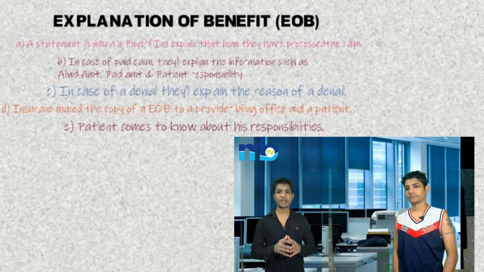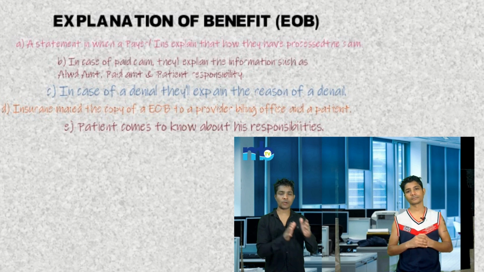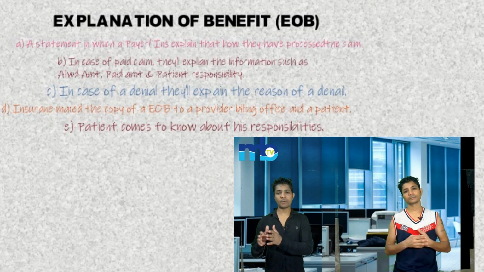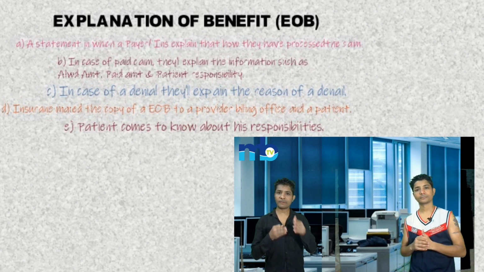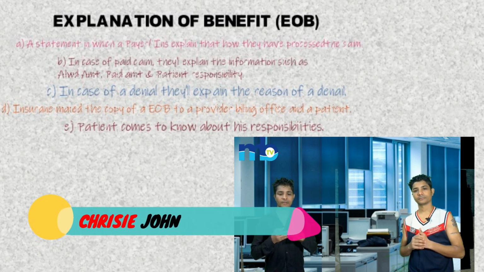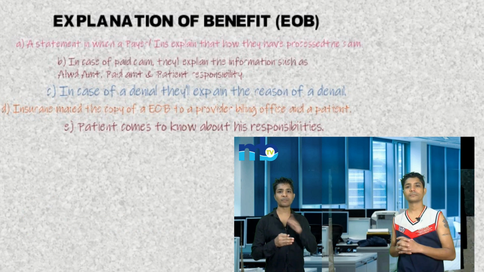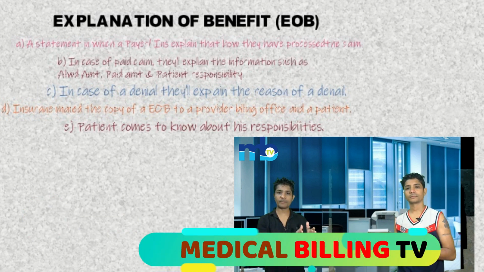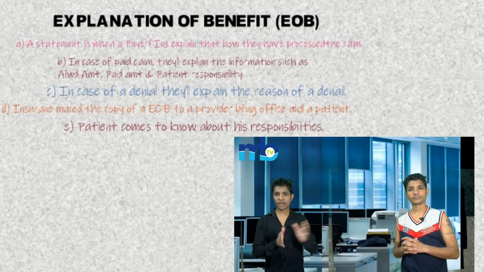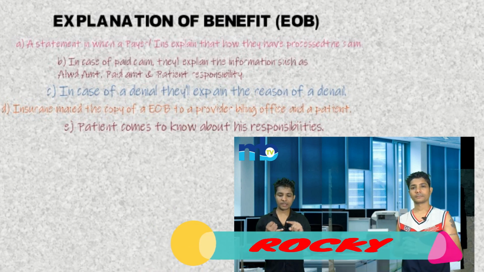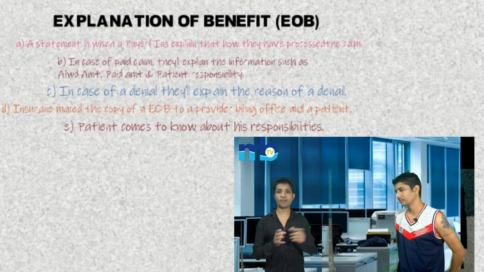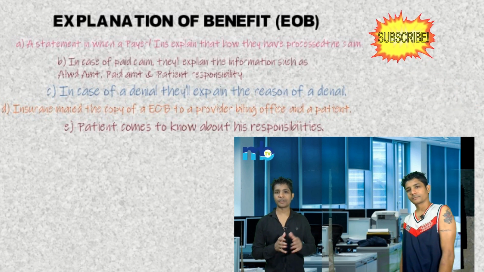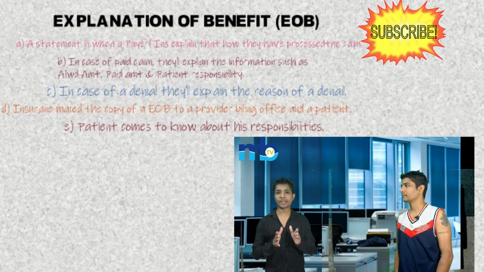If they have processed our claim for payment, they will explain what the billed amount was, what the allowed amount was, and what the paid amount was. If there is any patient responsibility like co-insurance, deductible, or co-pay, they will also explain that. So we get all the information, like what the allowed amount was, what the co-pay, deductible, and co-insurance were, how much they have paid, and what the disallowed amount was as well. So here we are getting the payment details if they process the claim for payment.